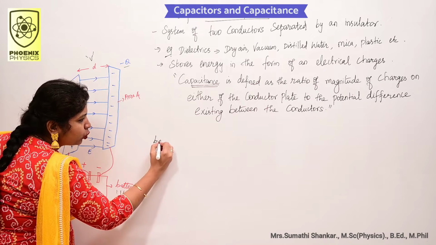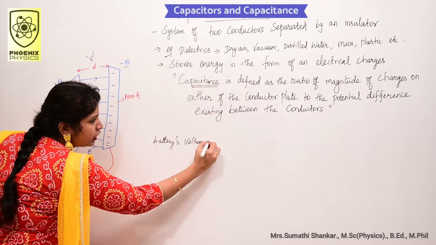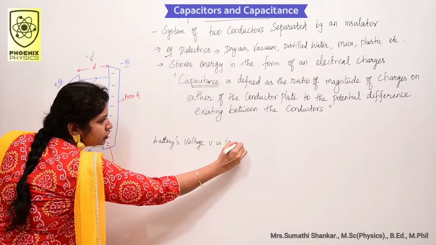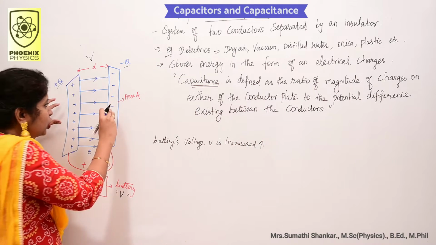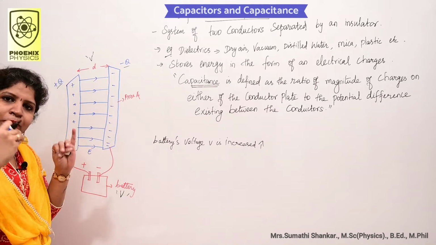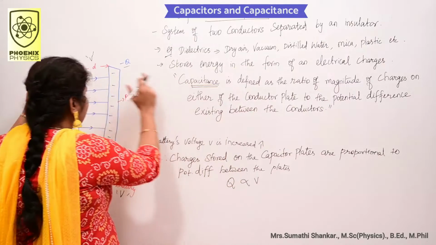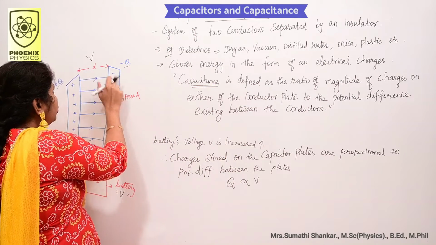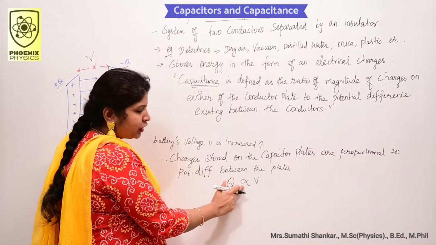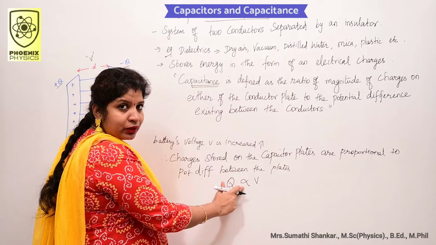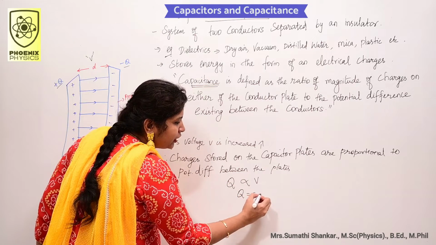If the battery's voltage V is increased, the amount of charge stored on the capacitor plates also increases. Therefore, the charge stored on the capacitor plates is proportional to the potential difference between the plates. This is the proportionality symbol, right? To remove this proportionality symbol, we have to introduce one constant. So Q is equal to CV.